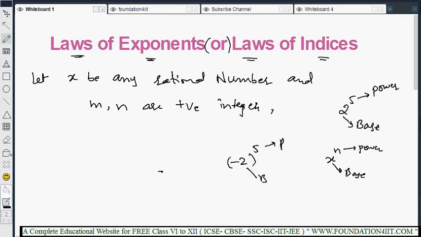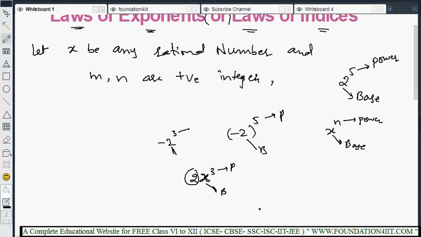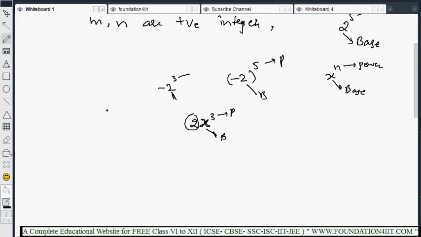For example, if I write -2 to the power 3, that means power 3 is only for 2, not for minus. So 3 is the power, only 2 is the base here. Or else if I write 2 into x to the power 3, then 3 is the power, only x is the base, not 2, because 2 is just a coefficient here.